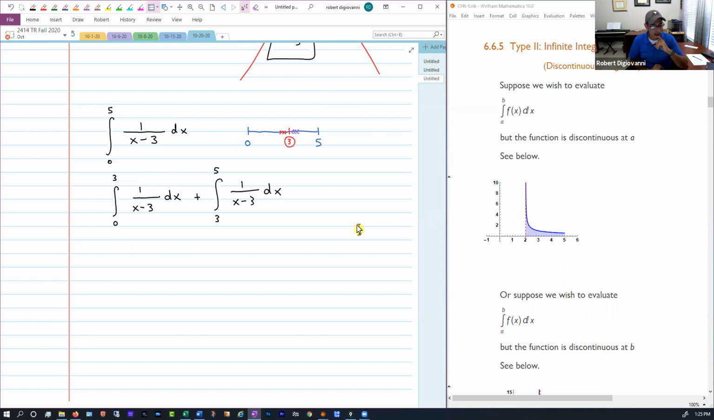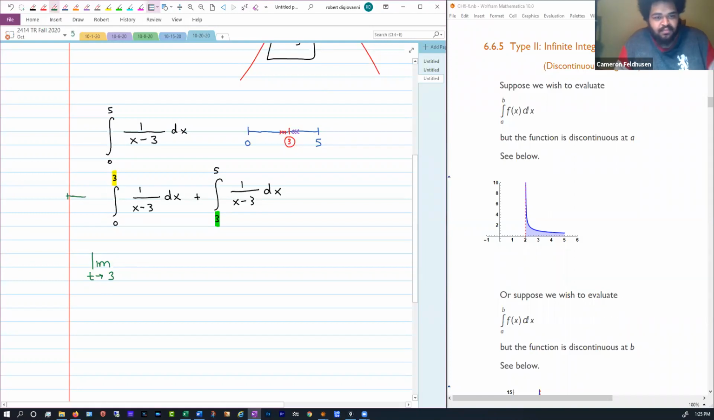Okay, so now each of those have their own issues. This one, the 3's here. This one, the 3's here. So let's do the one on the left first. I'm going to turn the one on the left into the limit as t approaches 3 from which side? Left. If you make a little number line here, here's 0, here's 3, we're approaching it from the left, right? So I need to put a little negative there.